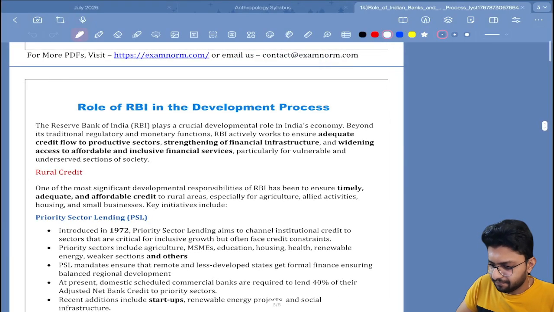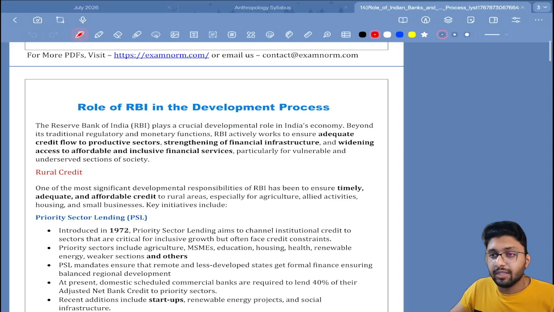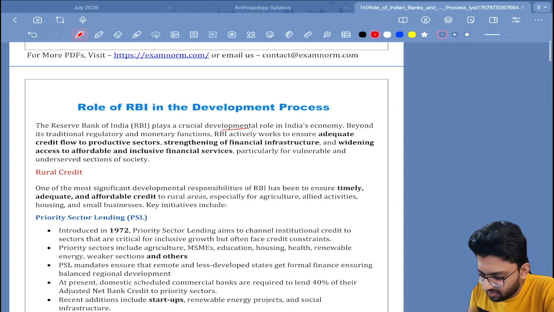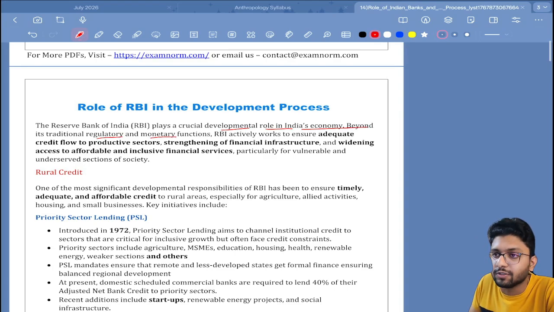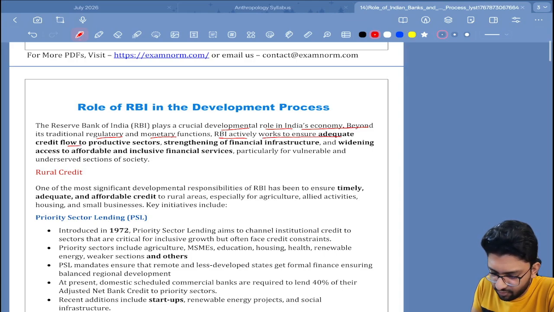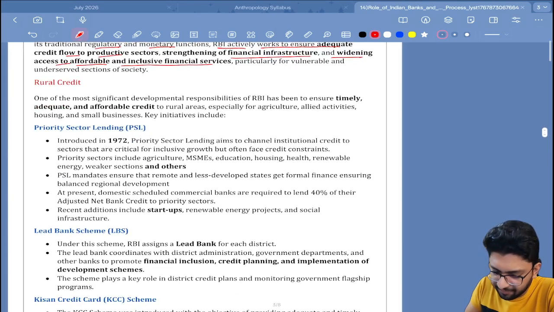First we have the role of RBI in the development process. RBI plays a crucial development role in India's economy beyond its traditional regulatory and monetary functions. RBI actively works to ensure adequate credit flow to productive sectors, strengthening the financial infrastructure and widening access to affordable and inclusive financial services. Rural credit.